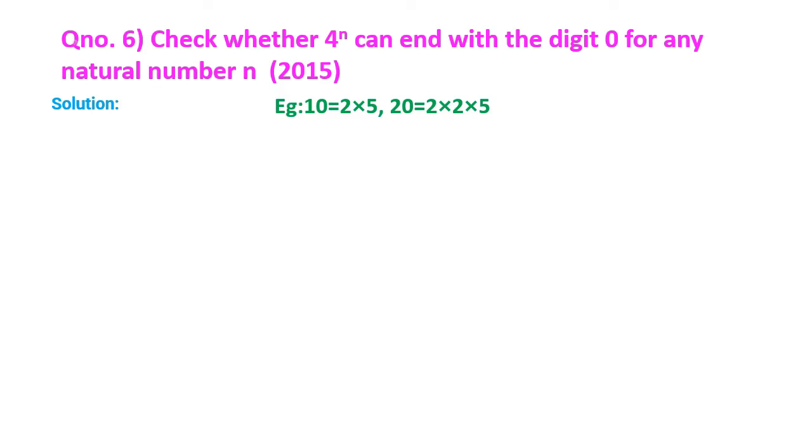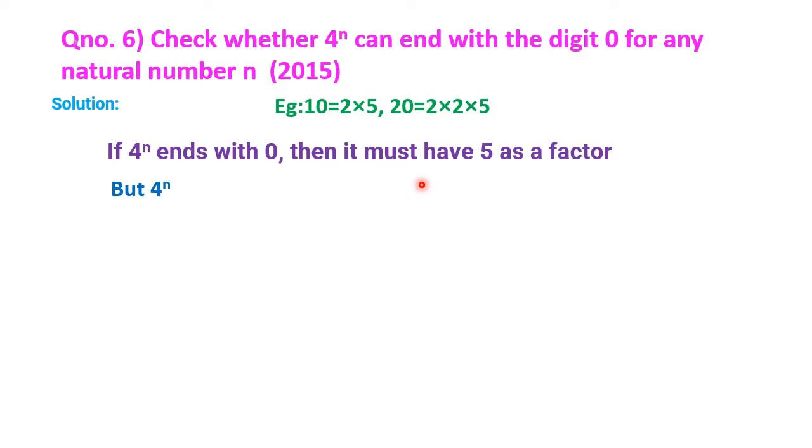Question number 6. Check whether 4 raised to n can end with the digit 0 for any natural number n. Solution. Any number that ends with 0 must have 5 in its prime factorization. For example, 10 is equal to 2 into 5. 20 is equal to 2 into 2 into 5. So, all the numbers ending with 0 have 5 as one of the factors. If 4 raised to n ends with 0, then it must have 5 as a factor.